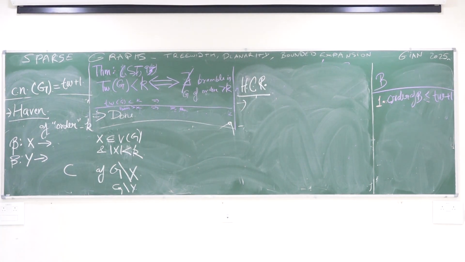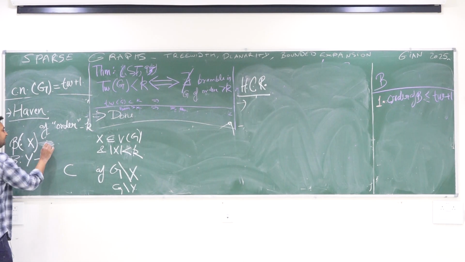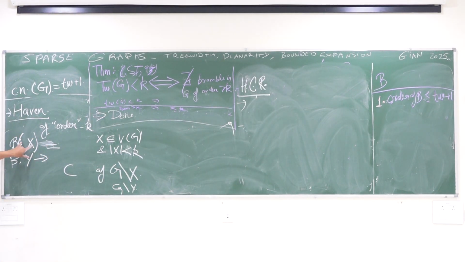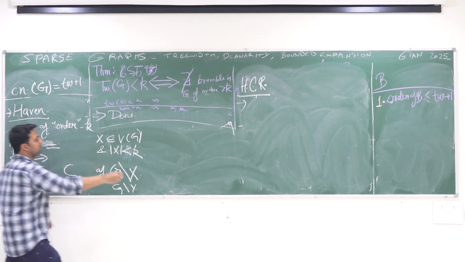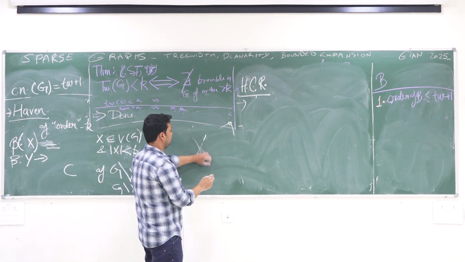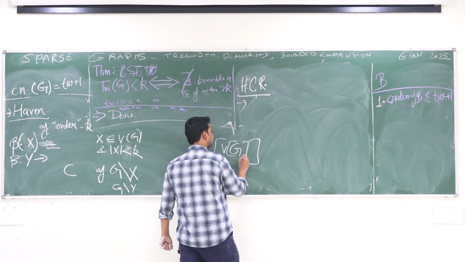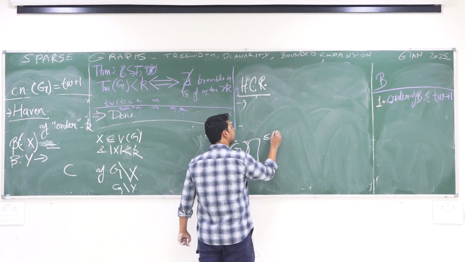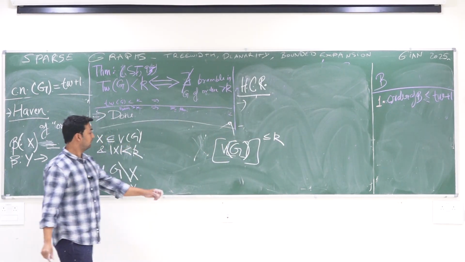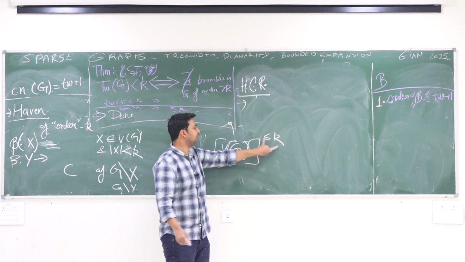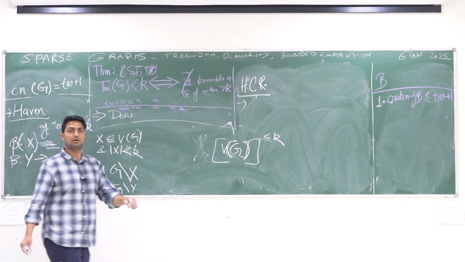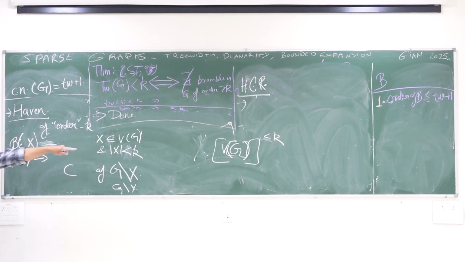It's not an image actually, I made a mistake. I define beta as a function that takes as input X. Its mapping goes from, let's say, capital C X, all subsets of V of G. The domain is all subsets of V G of size less than k. Yes, and this is the domain.